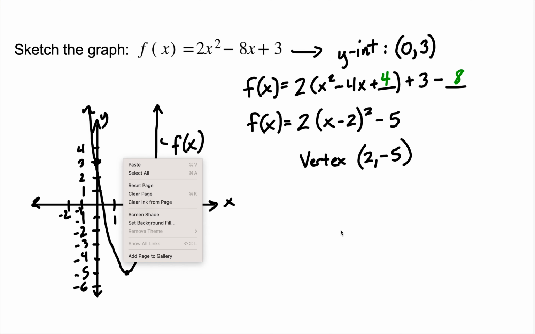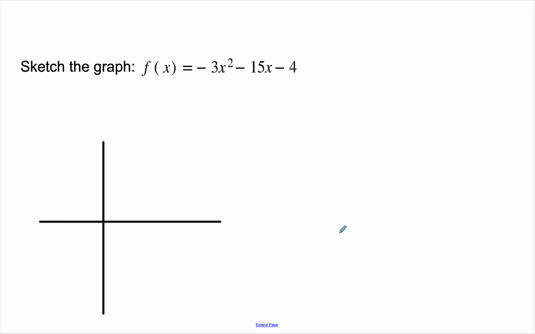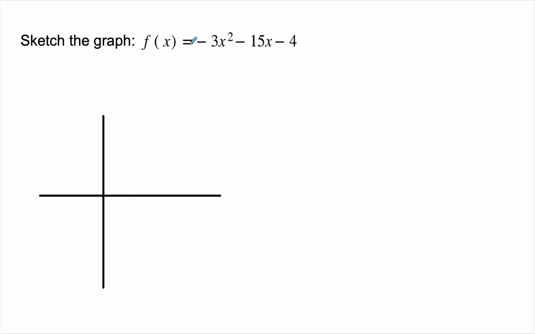All right, now let's look at one that's a little bit more difficult. All right, so here we got one that's negative, so we already know it's going to face down. Okay, so we already know that part. We also, as in the last problem, we also know that our y-intercept is 0 comma negative 4. Okay, so now we need to figure out our vertex. And now here's where it'll get a little interesting.